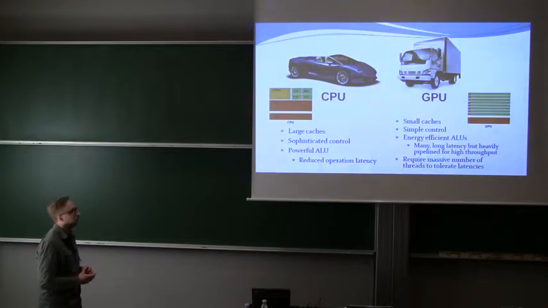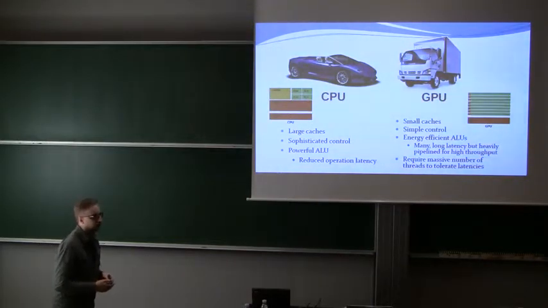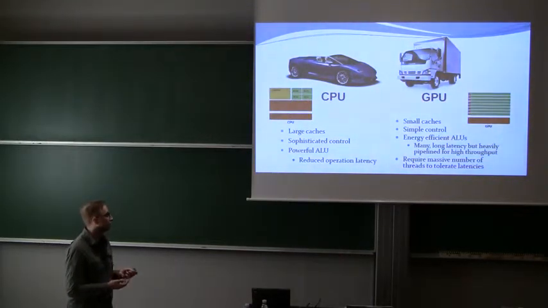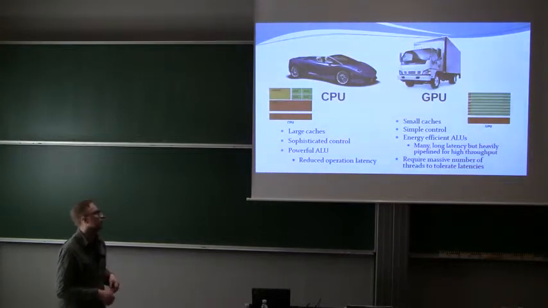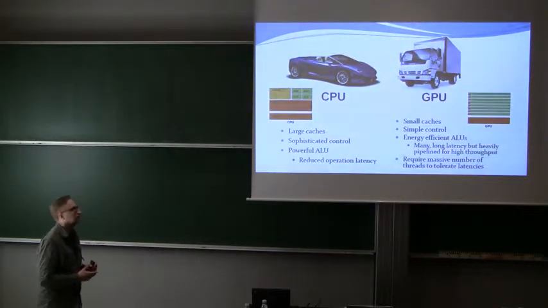A modern CPU might have 4 or 6 cores, but the latest GPUs have over 2,000 cores. So of course you need a massive number of threads to get good performance on GPUs.